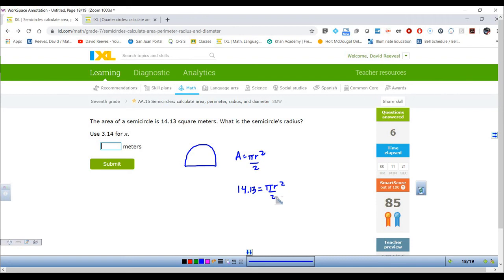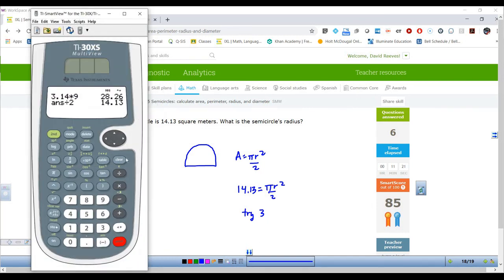Now again, we could solve this algebraically. We could multiply both sides by 2. We could divide both sides by pi, and then we could square root. But let's go ahead and just do this by guess and check, all right? So let's try a radius. I'm going to go ahead and try 3. I know that 3 squared is 9, and then 9 times 3 is 27, and 27 divided by 2 would be right around there. So I'm estimating I'm going to try 3.